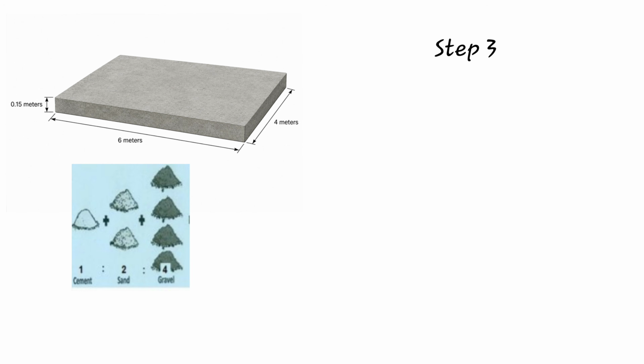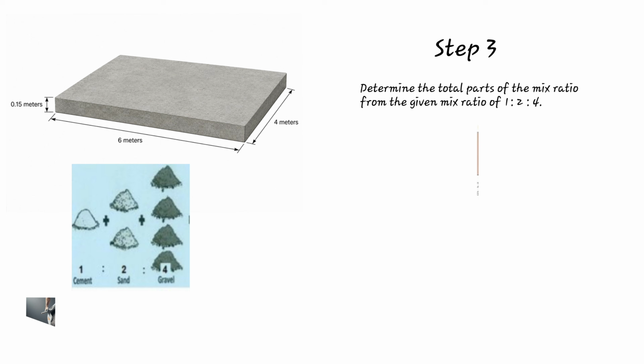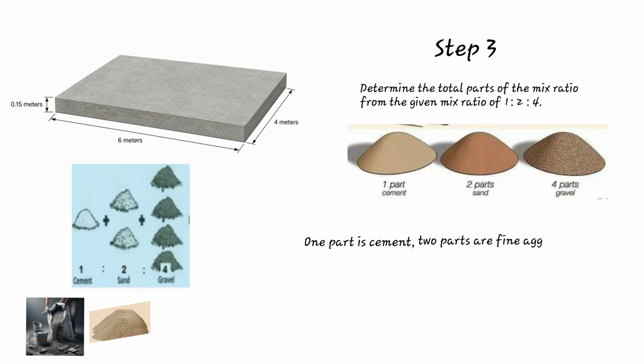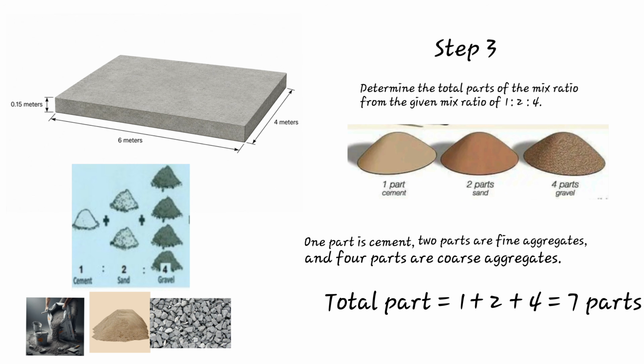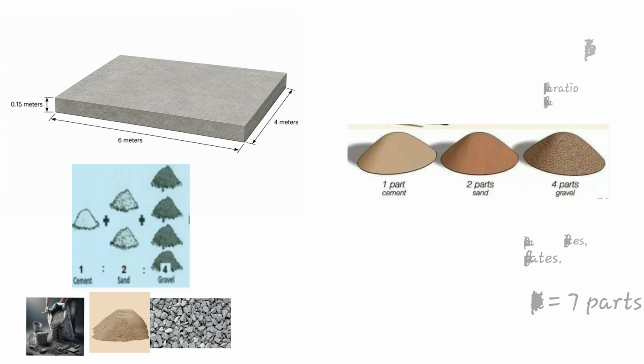Step 3. Determine the total parts of the mix ratio from the given mix ratio of 1:2:4. 1 part is cement, 2 parts are fine aggregates, and 4 parts are coarse aggregates. Total parts equals 1 plus 2 plus 4. This gives us a total of 7 parts.